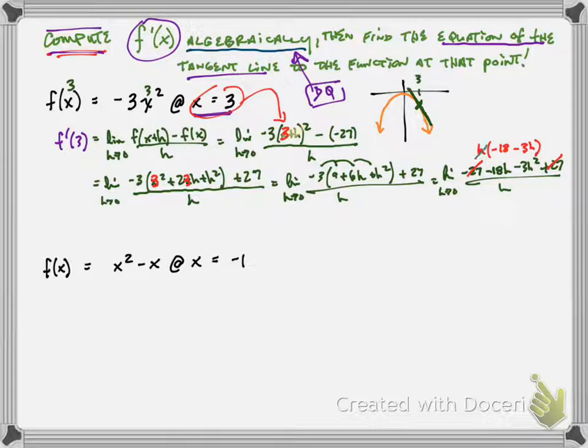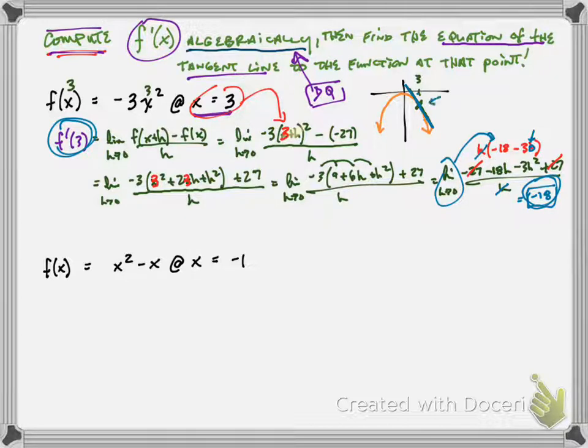Now, these h's reduce. H over h is 1. And we've got the limit as h goes to 0 of negative 18 minus 3h, which means we can finally substitute 0 in for h. And we are left with a derivative of negative 18. In other words, f prime of 3 is negative 18. In other words, at x equals 3, at this ordered pair right here, the slope of that line is negative 18.